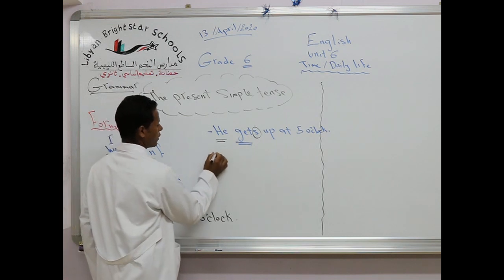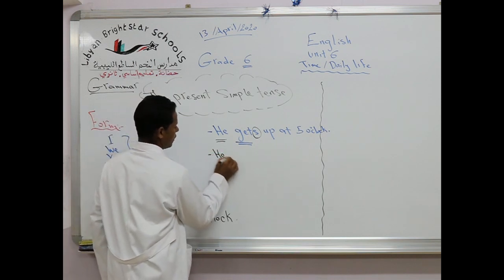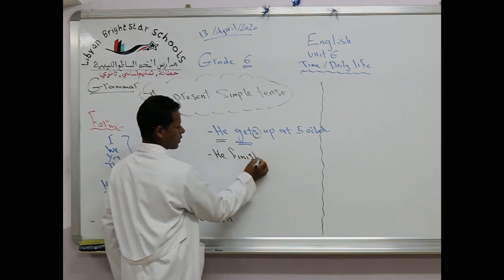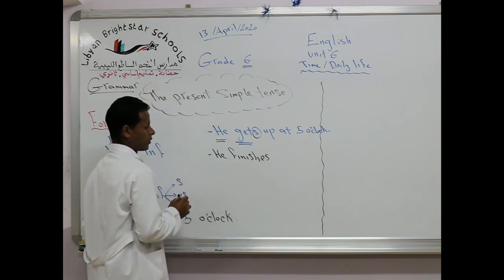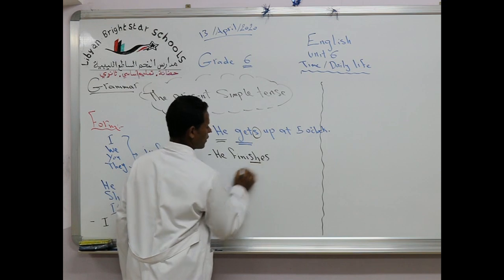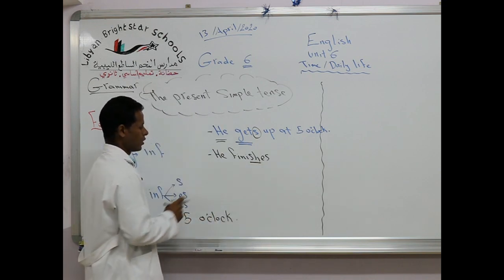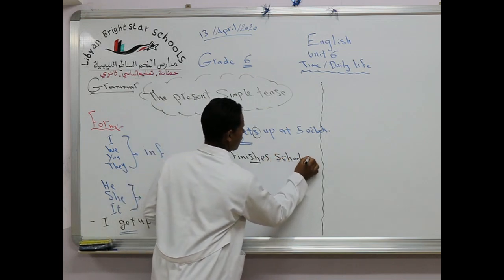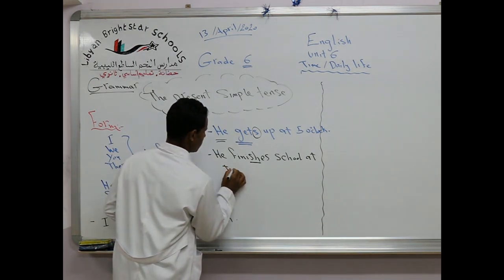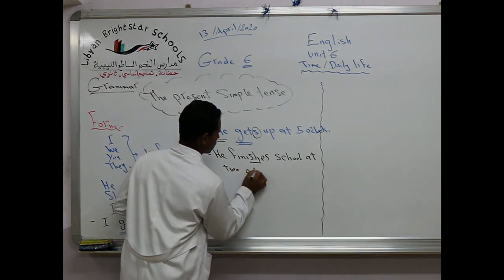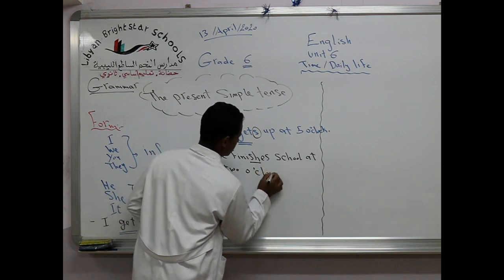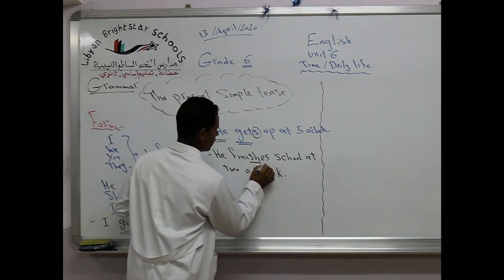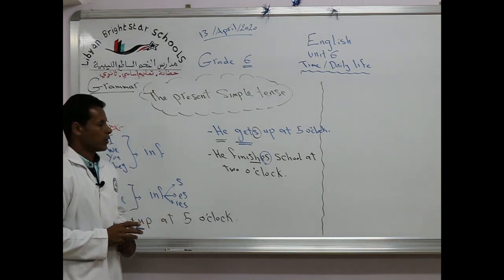And if we say he finishes, we use es, because the verb ends with the letters sh. He finishes school at 2 o'clock. Here we add es because the verb ends with sh.